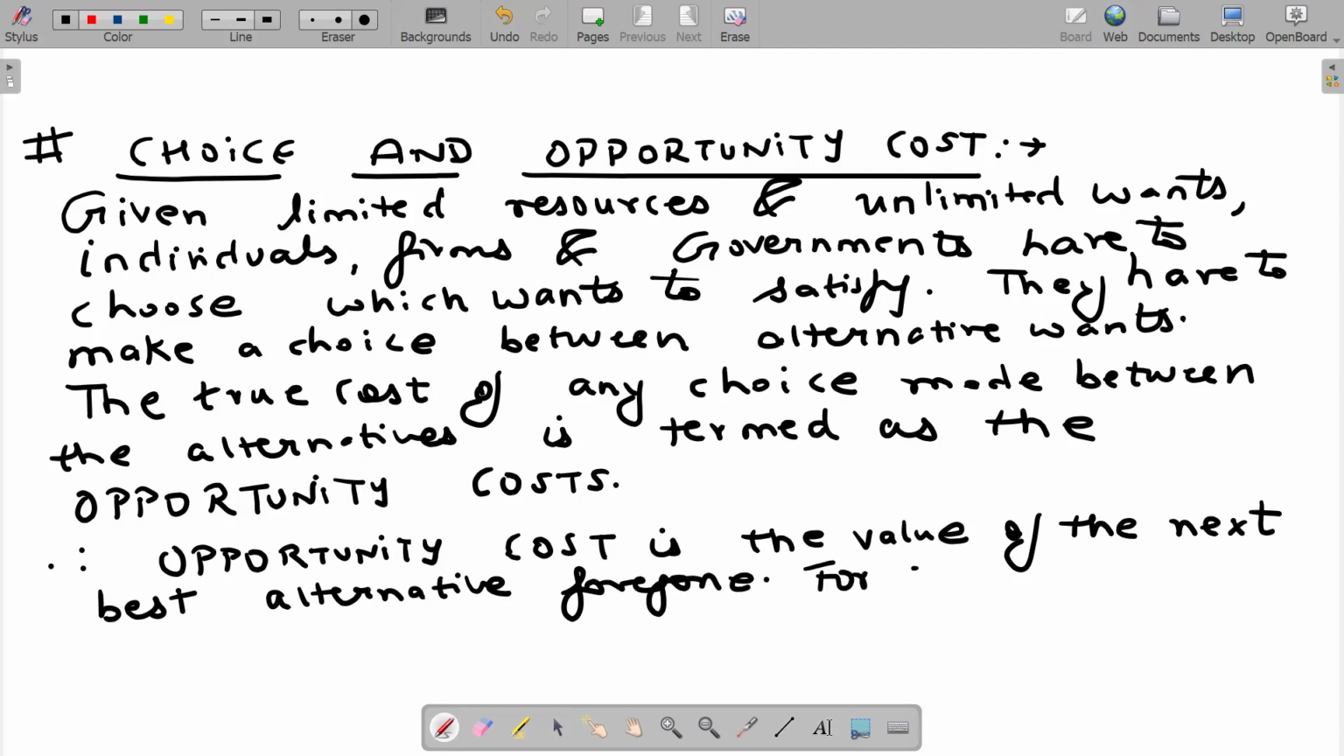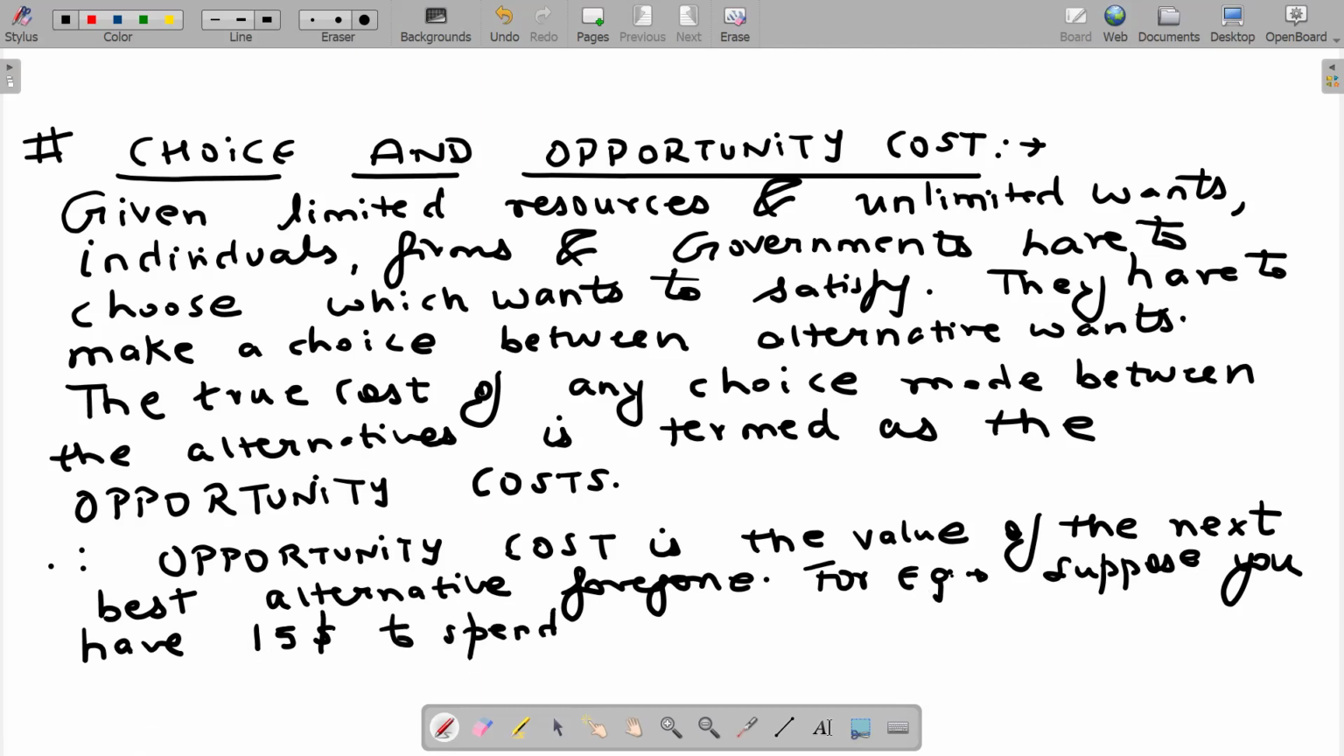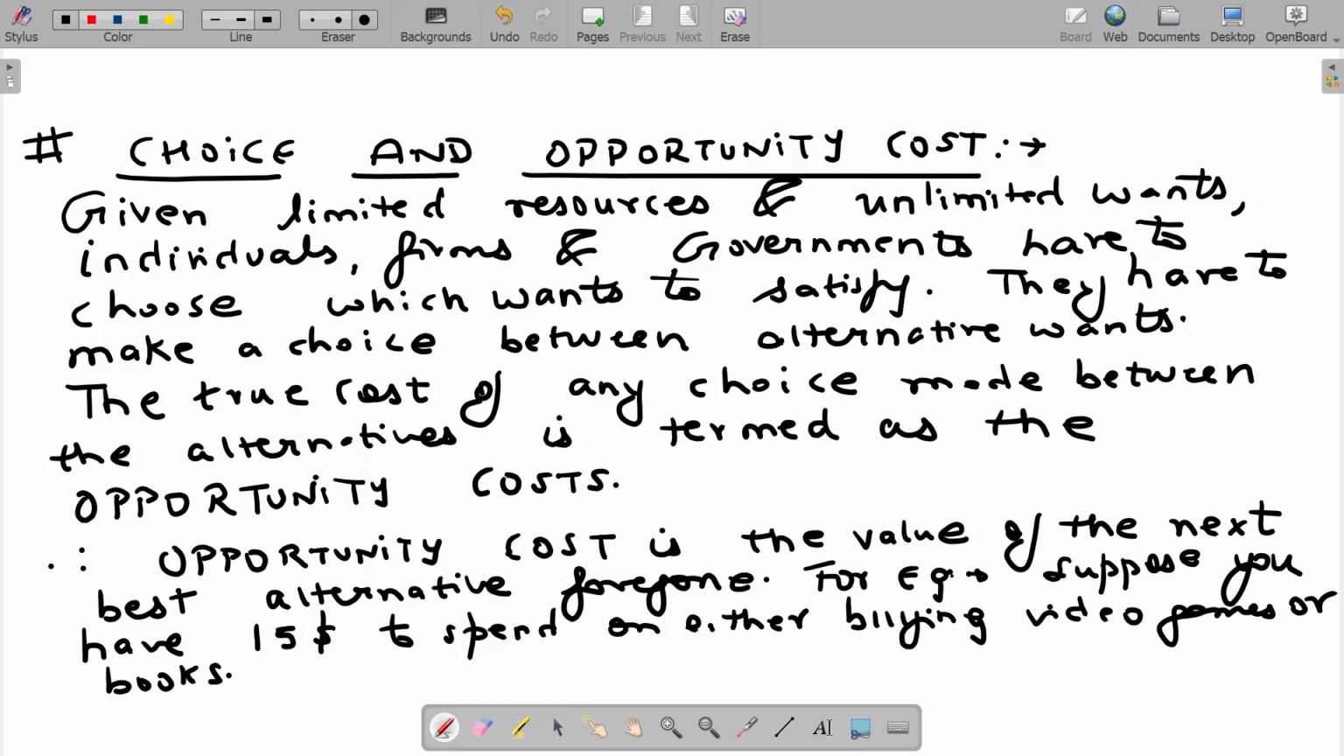For example, let's take an example to understand this. Suppose you have $15 to spend on either buying video games or books. So I have $15 in my pocket and I can use that to, let's say, buy either video games or books.